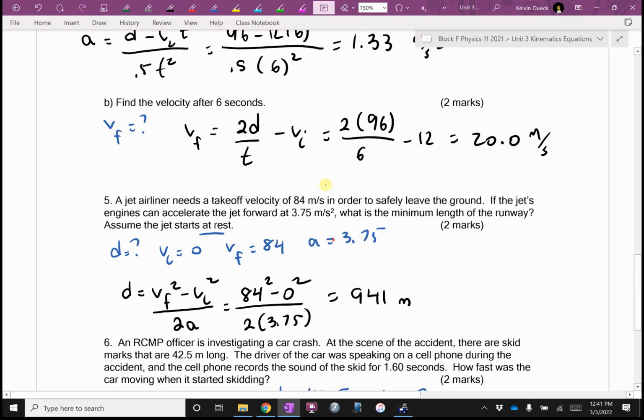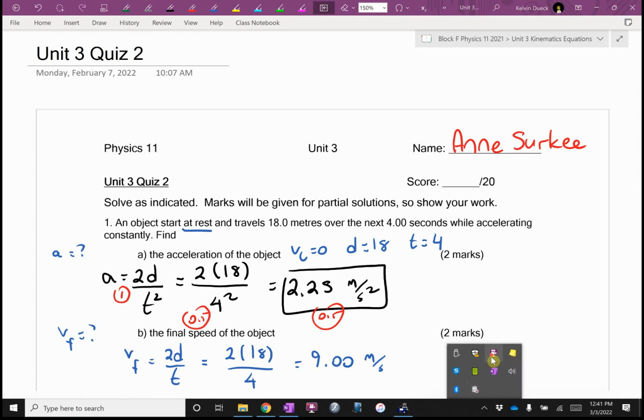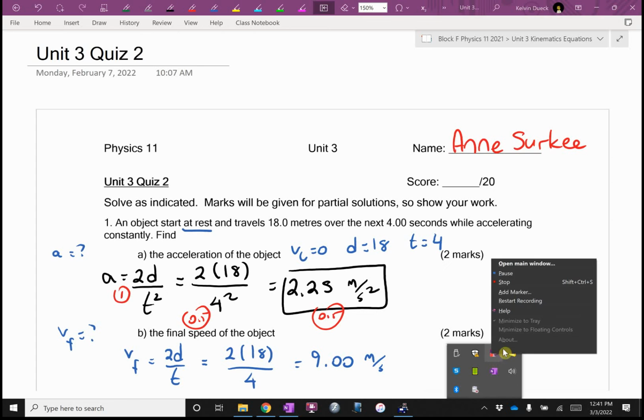Can you give yourself a score on the top out of 20? And if you need to lawyer with me, now is the time. I have an answer.